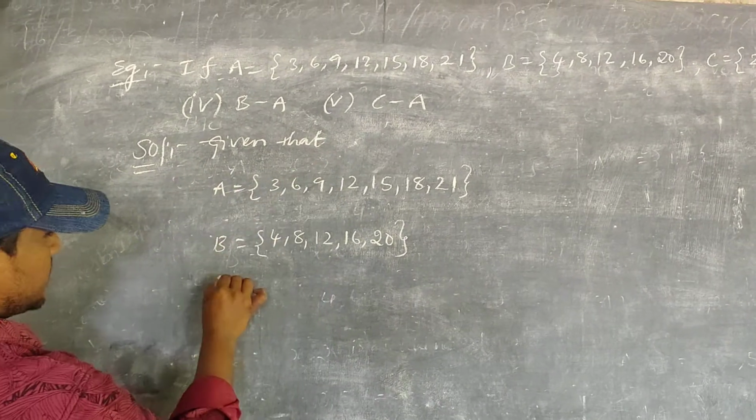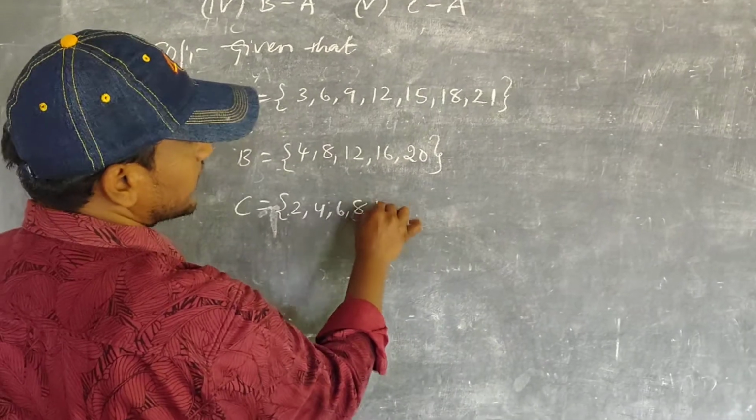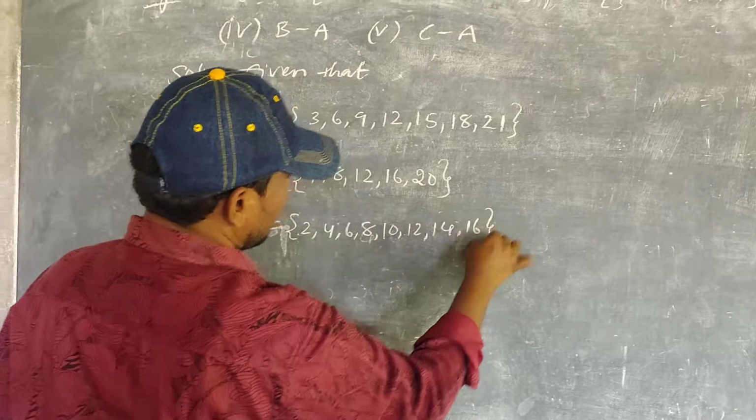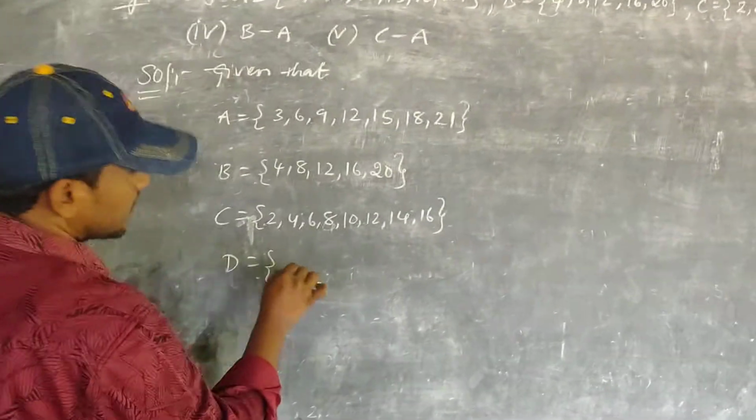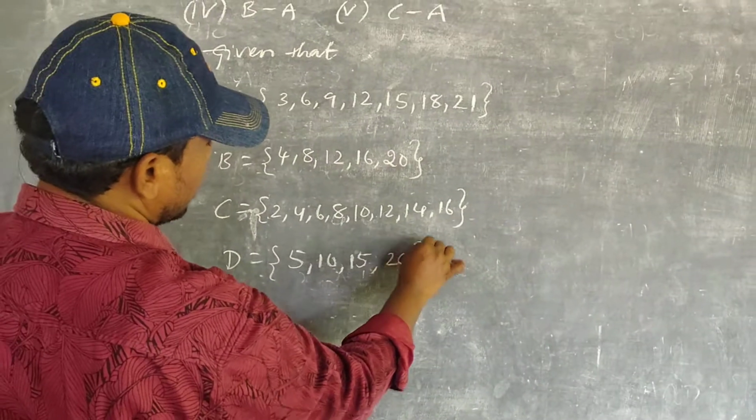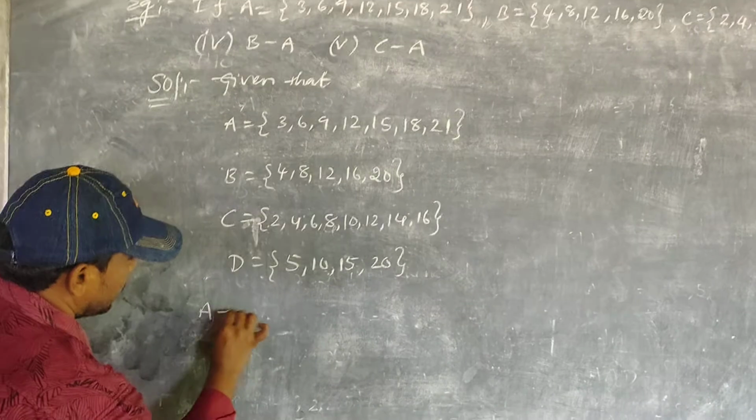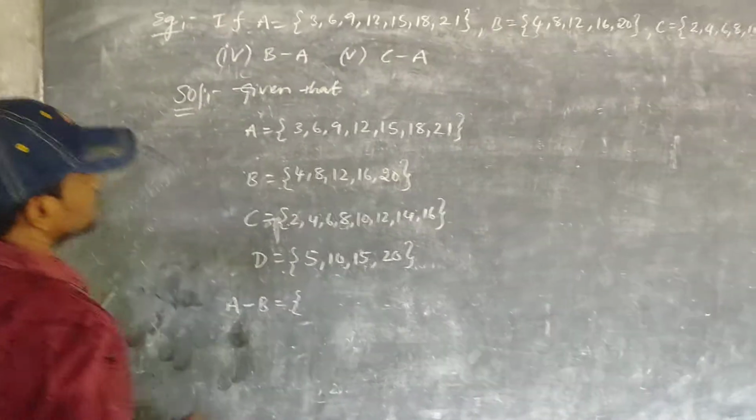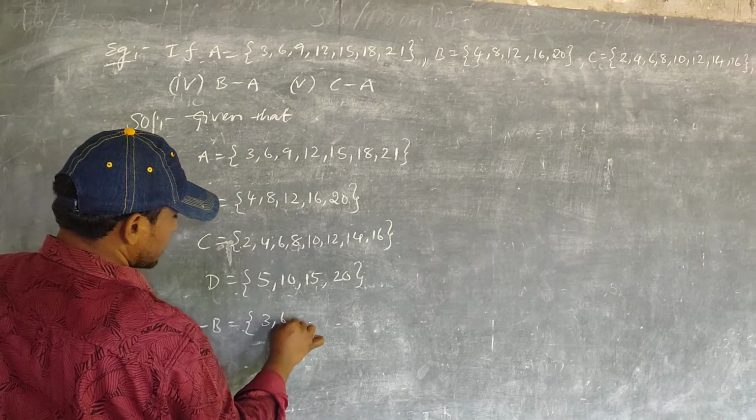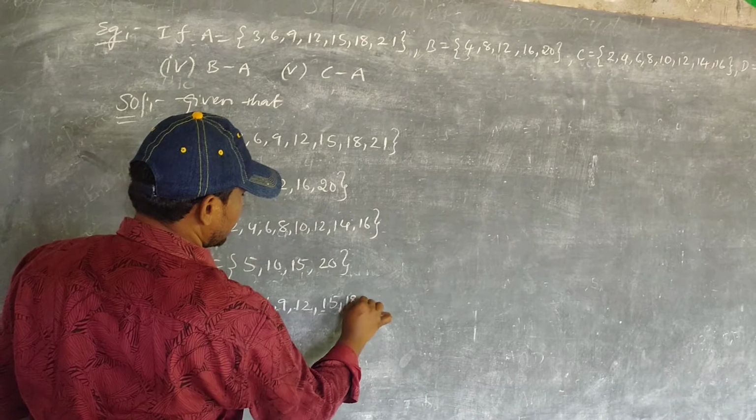Next, set C is given: 2, 4, 6, 8, 10, 12, 14, 16. Set D is given: 5, 10, 15, 20. First we have to find out A minus B. What is set A? 3, 6, 9, 12, 15, 18, 21.